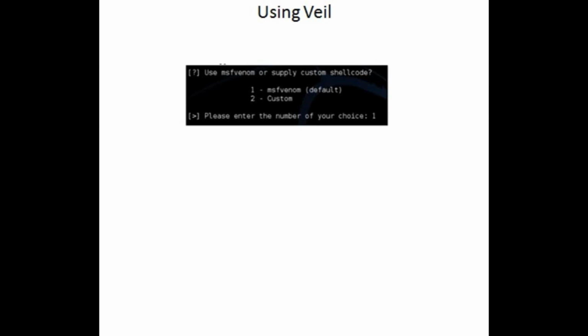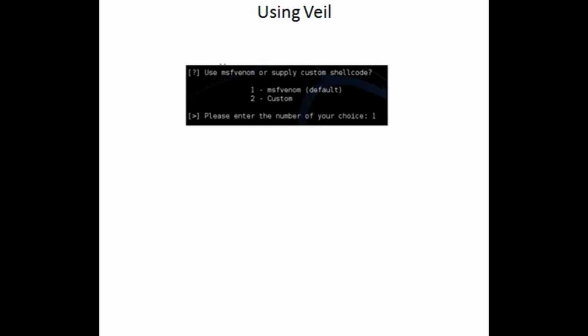Next, choose the type of shell. We will just use the default, which is reverse TCP. This means that their computer will connect back to us. At number 4, just press enter to accept the default shell payload. At number 5, Veil will ask for the IP address of the host machine that you are using. Enter the IP address of your Kali machine and press enter.